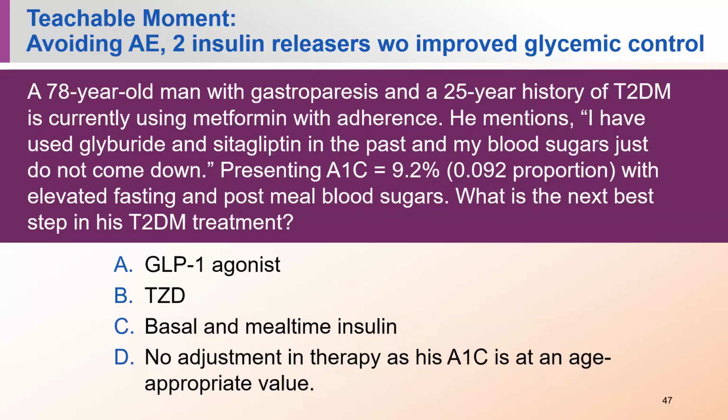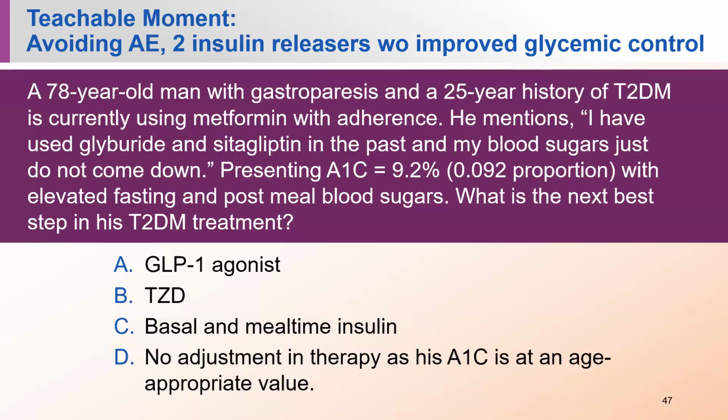ADA says now we need to think his pancreatic beta cells are not working and we need to go in another direction. His A1C is 9.2% with elevated fasting and post-meal blood sugars. Which is the best advice in his type 2 diabetes treatment? Would it be a GLP-1 agonist? Well, that is the most potent of the insulin releasers, along with the GIP, GLP-1 agonist. But he has one of the few contraindications to this drug class, and it's the gastroparesis.